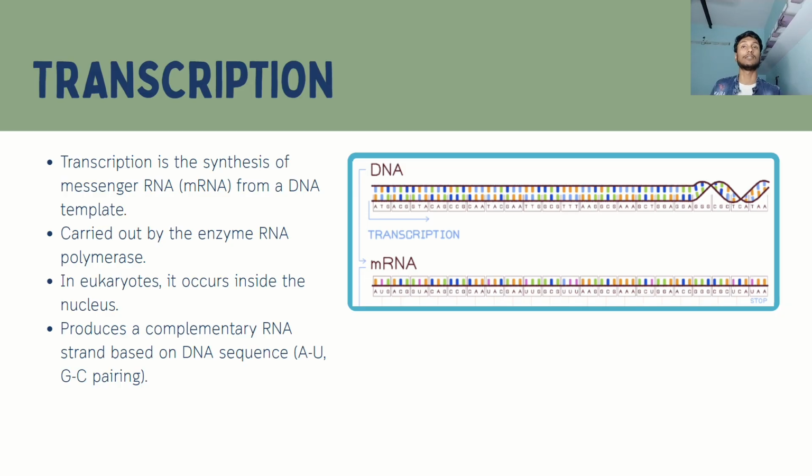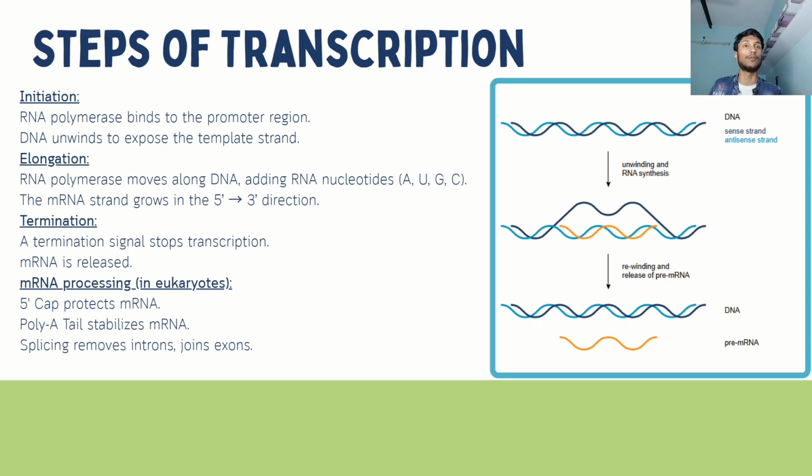So first, transcription. Transcription is the synthesis of messenger RNA from a DNA template. It is carried out by the enzyme RNA polymerase. In eukaryotes, it occurs inside the nucleus. It produces a complementary RNA strand based on the DNA sequence, with AU-GC pairing. You can see in the diagram also.